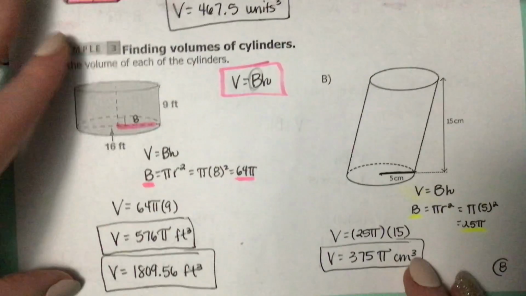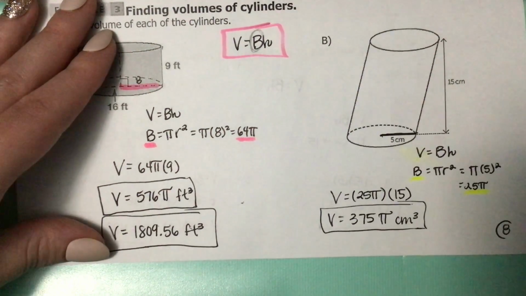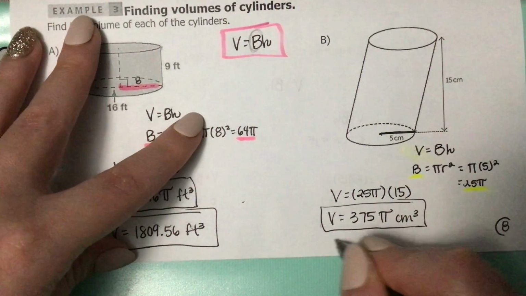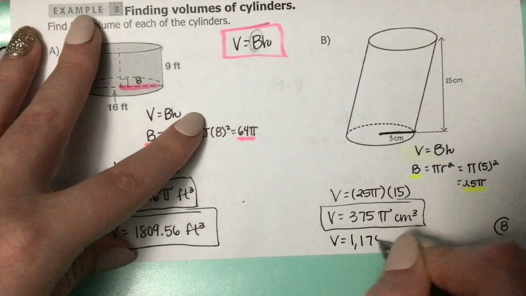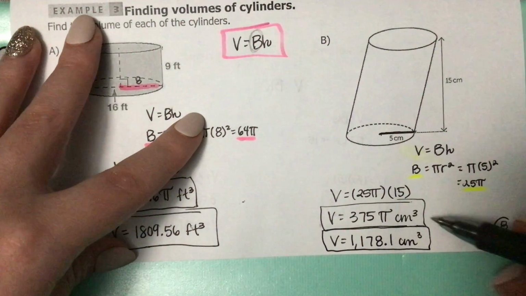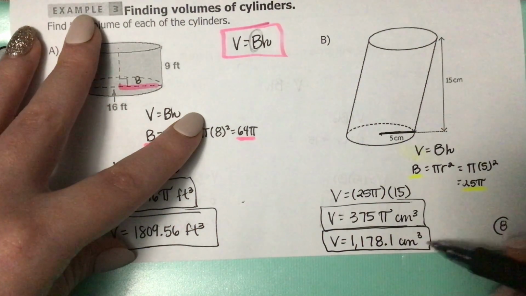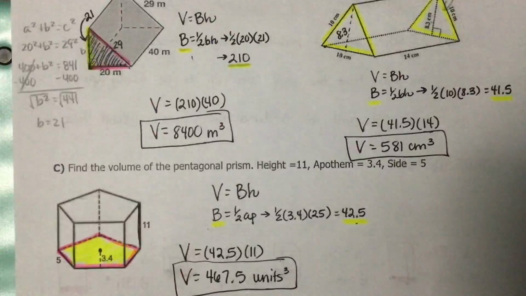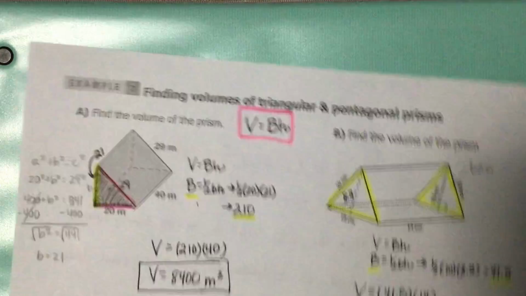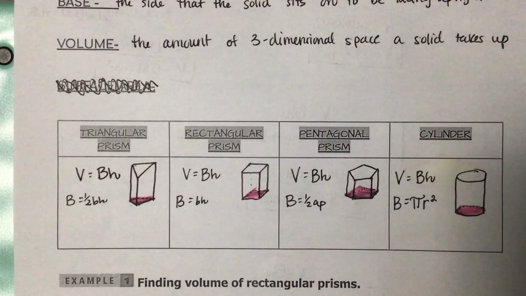But if we wanted to put it in a decimal form, we could just take 375, multiply it by pi, and we're going to get 1,178.1 cubic centimeters. These are the same number, it's just one is an exact representation of it when we use the pi symbol, and one is rounded. And there you have it. Those are how you apply the volume formula for these different types of prisms and cylinders.